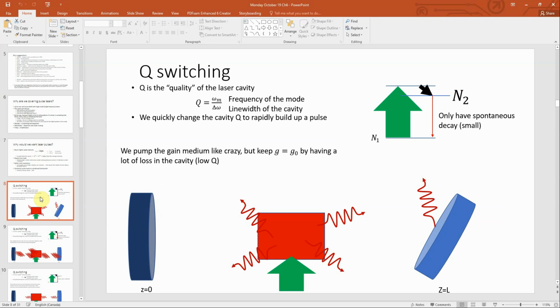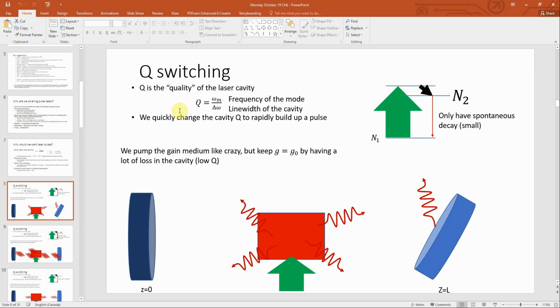Okay, so what is Q switching? If you remember, Q is the quality of the laser cavity. So Q is the ratio of the frequency of the mode, so the optical frequency that we're dealing with, divided by delta omega, which is the line width of the cavity, right? You'll have to think about this from the week before reading week, but this was the definition of the quality of a laser. And this is a way of getting short pulses, on the order of nanosecond pulses. We quickly change the Q of the cavity, and it rapidly builds up a pulse.